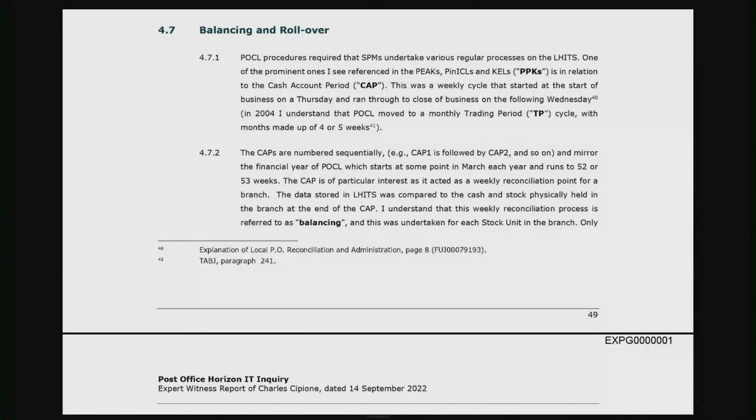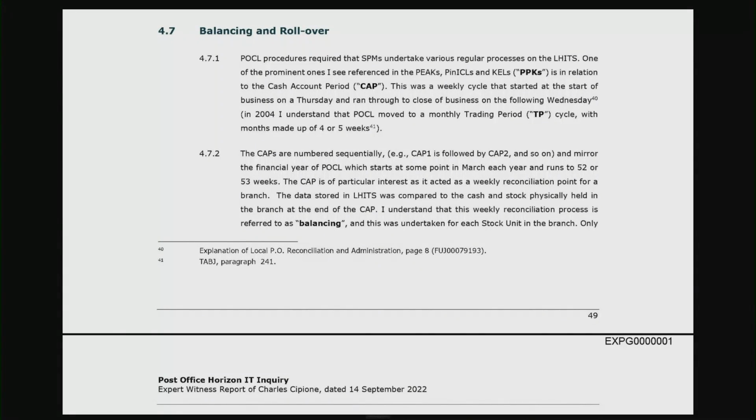You say that in 2004 you understand that Post Office Counters Limited moved to a monthly trading period, a TP cycle, with months made up of 4 or 5 weeks. Is that right? Yes. The cash accounting periods, the CAPs, were sequentially numbered 1, 2, 3, 4, 5, mirrored the financial year, starting in March each year and running to 52 or 53 weeks later. Yes. You say that the cash accounting period is of particular interest as it acted, as you just said, a weekly reconciliation point for a branch. Yes.